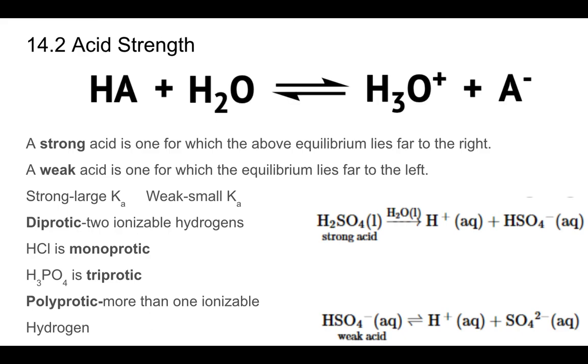H3PO4 is triprotic. A more general term for anything that's not monoprotic, that can give off more than one ionizable hydrogen, is polyprotic. Polyprotic means more than one hydrogen ion being able to come off of the same molecule. For example, citric acid, found in citrus fruits, is triprotic, it's polyprotic, it has more than one proton that it can donate.